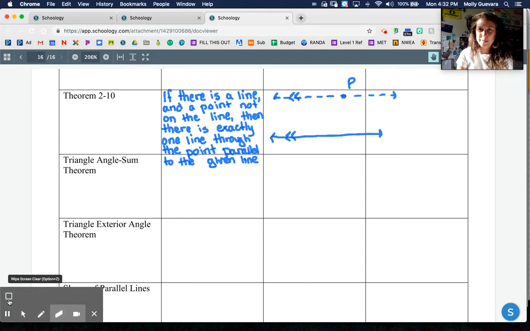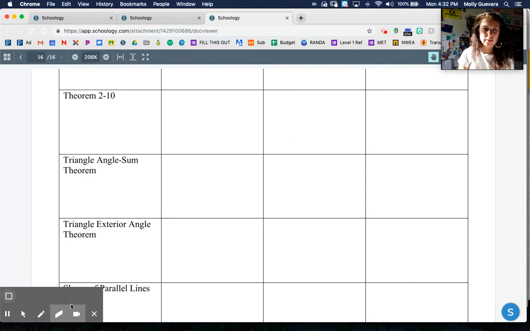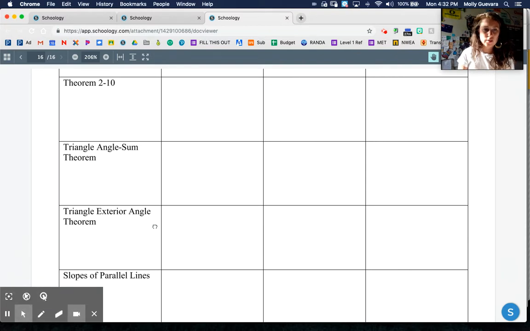That phone call got me sidetracked. Sorry. I'm going to have to erase this so I can write in the triangle angle sum theorem. Okay, so let's scroll down.